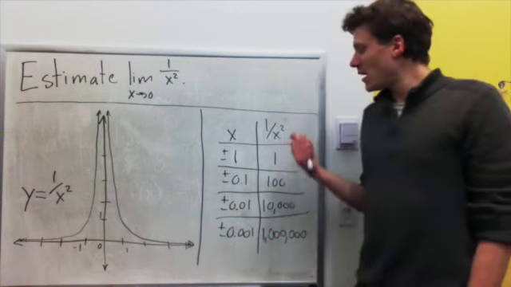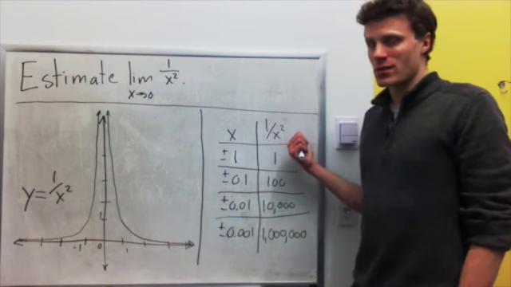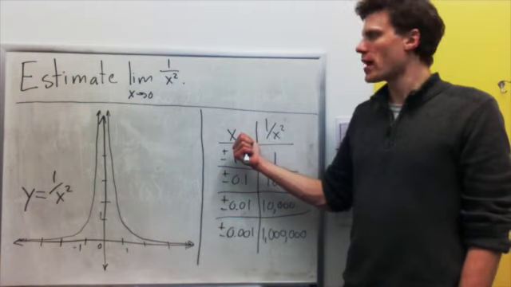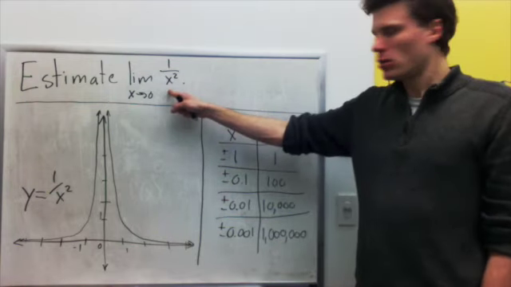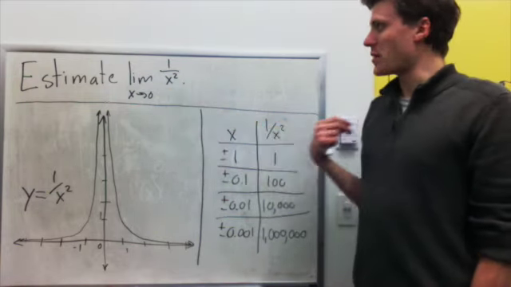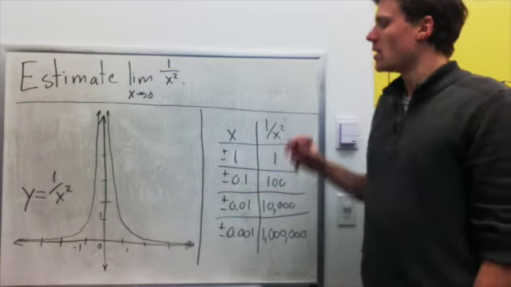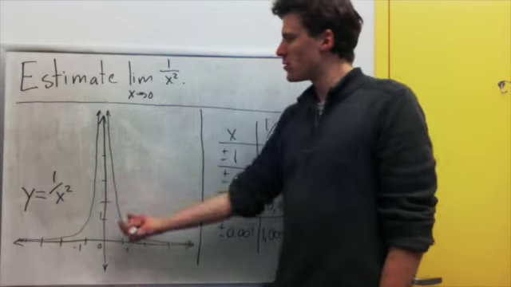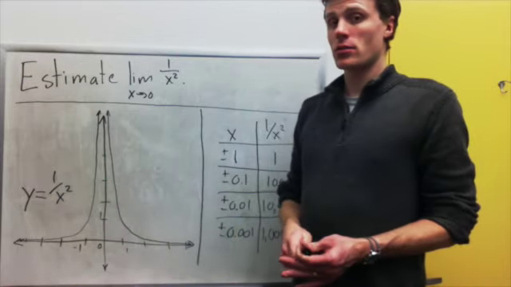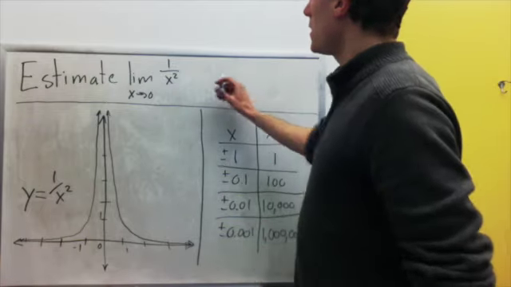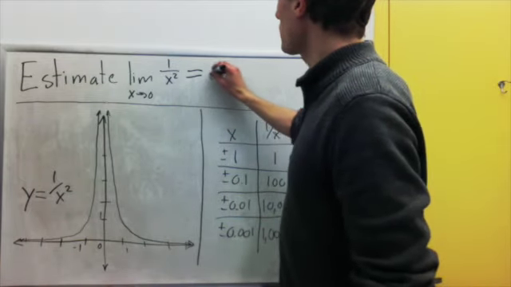In general, I can make 1 over x squared as big as I like by sticking in a really small number for x. As x gets small, x squared is even smaller, and the reciprocal of a small number is really big. So as I approach 0, these numbers get arbitrarily large. What I'm going to say here is that this limit is equal to infinity.